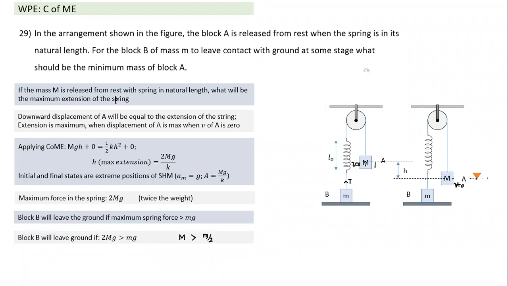And if capital M is exactly equal to m by 2, what will happen? When block A is at the lowest position, this force will be equal to Mg. The normal reaction will just become 0, but block B will not leave the ground if it is just equal to m by 2. So is this understood?